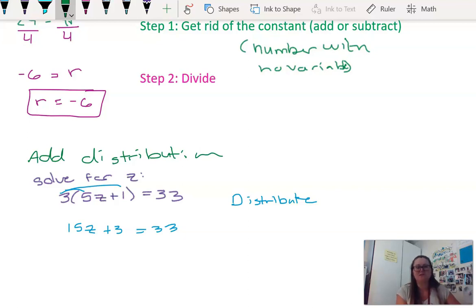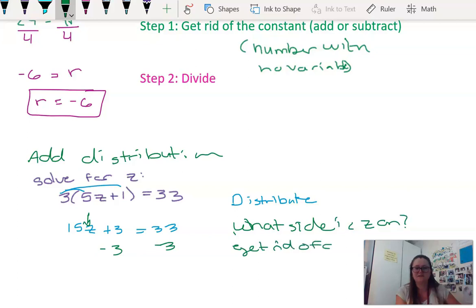So you always want to look: okay, here's my variable. So I get rid of the number being added on that side. On this side it's adding 3, so I'm going to subtract 3. Or if this was subtract 3, I would add 3. What side is z on? Get rid of the constant. So now we have 15z equals 30.